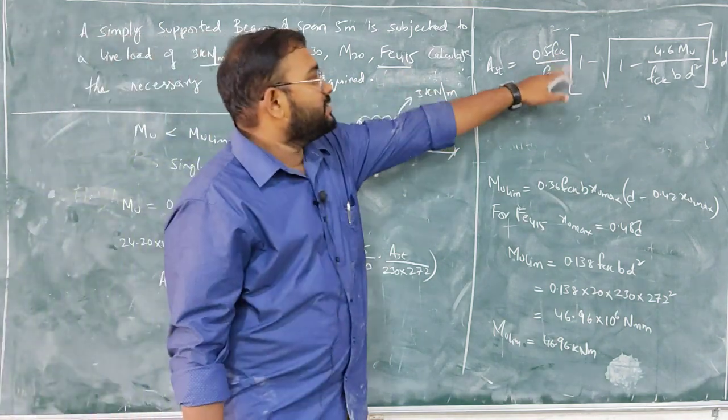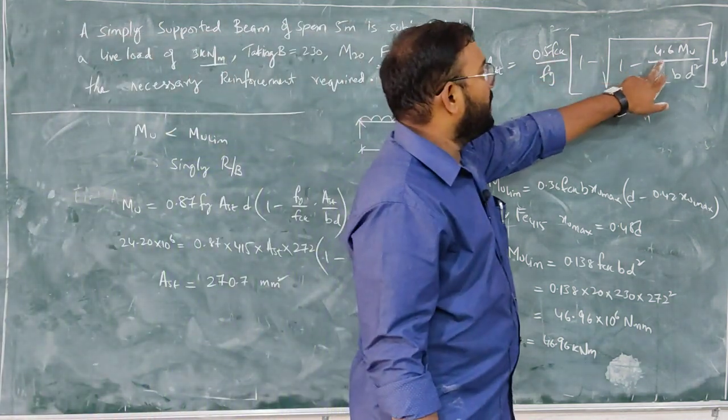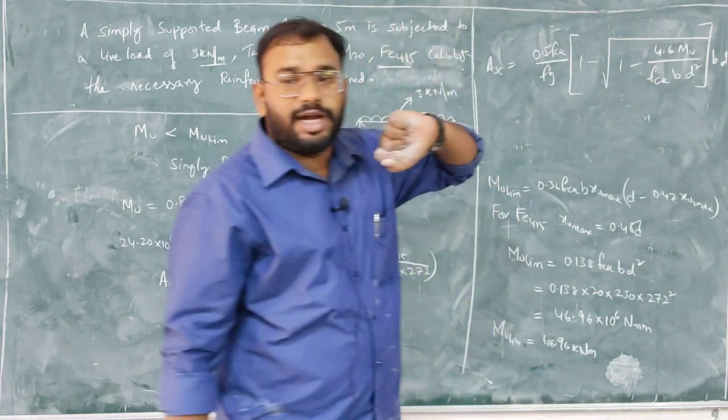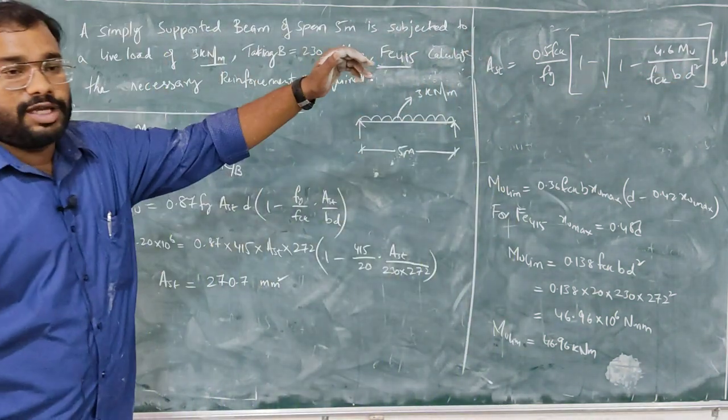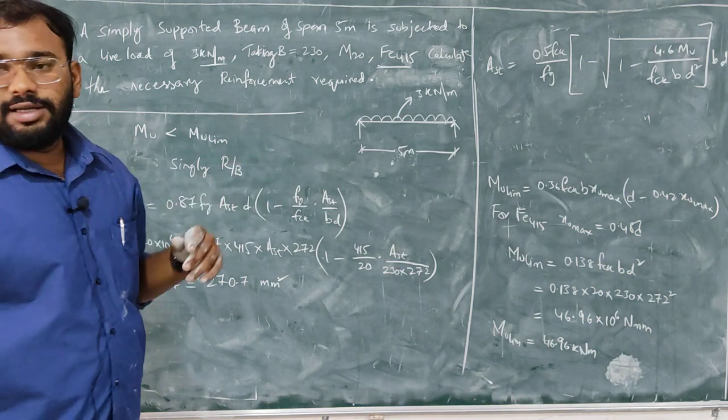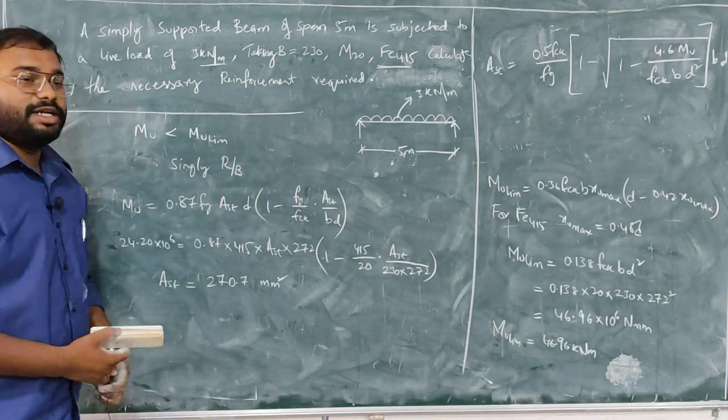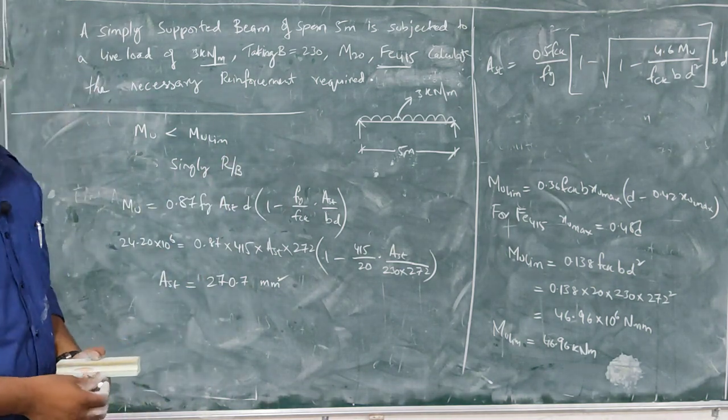Okay, 0.5 fck by fy into 1 minus root of 1 minus 4.6 Mu by fck bd square into bd. This will also give you the same answer. Okay, so 270.7 millimeter square is the reinforcement required.